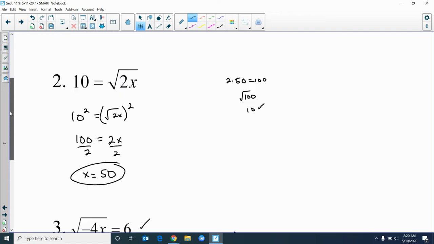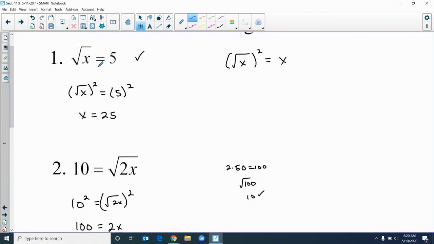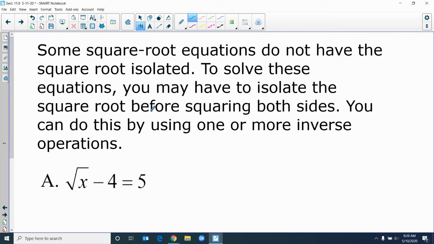So these first three are pretty straightforward. In fact, there's not a lot of work to do. You just square both sides and then simplify. We're going to run into some equations here where we got to do a little bit more before you square both sides.